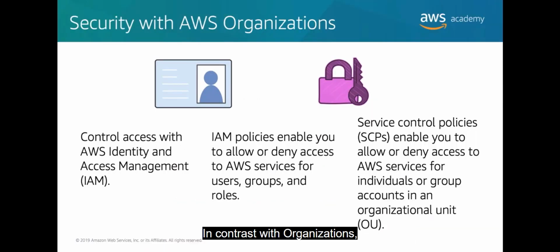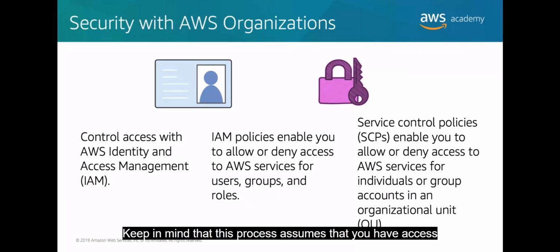In contrast, with organizations, you use service control policies to allow or deny access to particular AWS services for AWS accounts directly or as a group of accounts in a branch. The specified actions from an attached service control policy affect the entire account, including all IAM users, groups, and roles for the account. It also includes the AWS account root user.